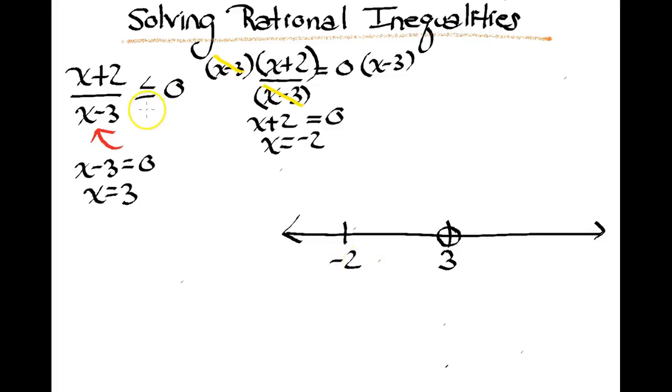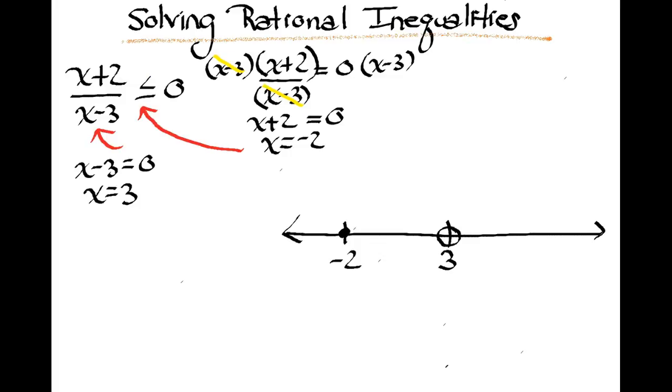I'm going to take a look. I've got less than or equal to here. So when I solve this equation, it's solving for the equal part, and since my inequality sign has an equal sign in it, negative 2 is allowed to be a solution because it makes my rational expression equal to 0. So that is included because I have the equal sign. If that equal sign was not there, I'd put an open dot.